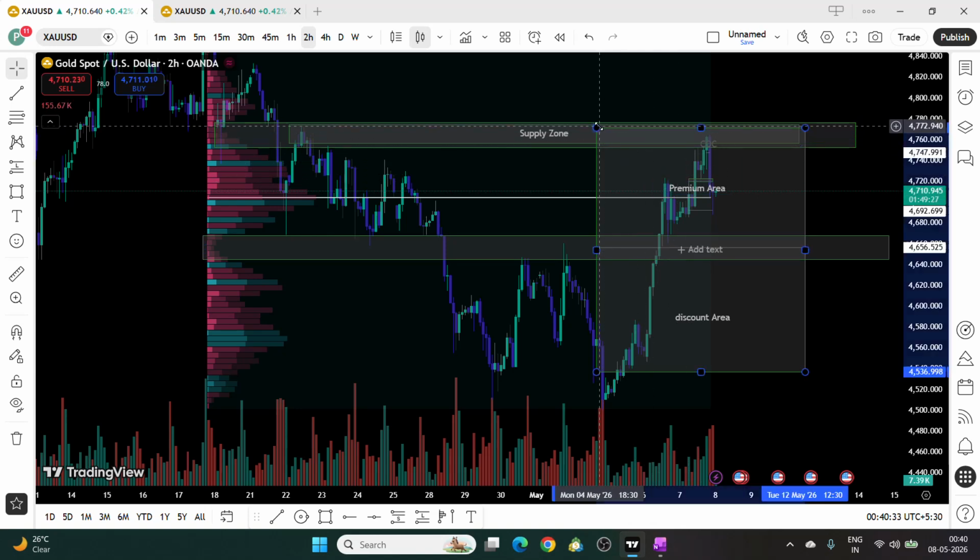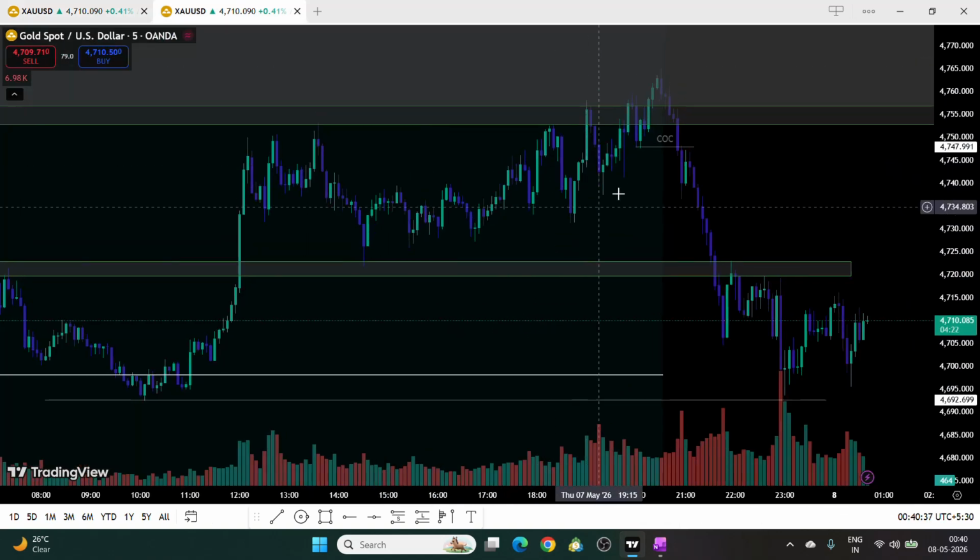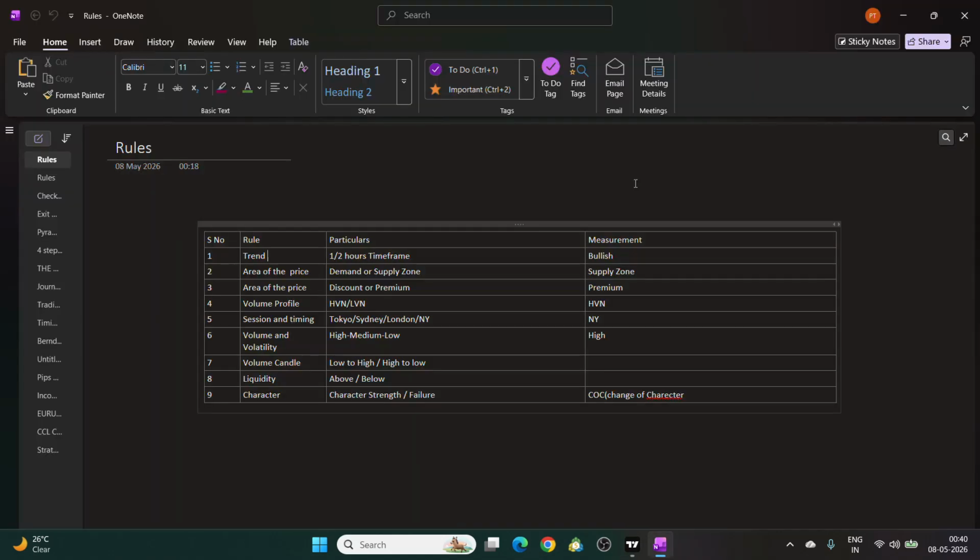Now, coming to the 5 minutes time frame, I usually see these rules and then the time frame and how it will be and all. If you ask me here, the price is at the premium, and here itself we can see all this, and volume profile also has to be checked.